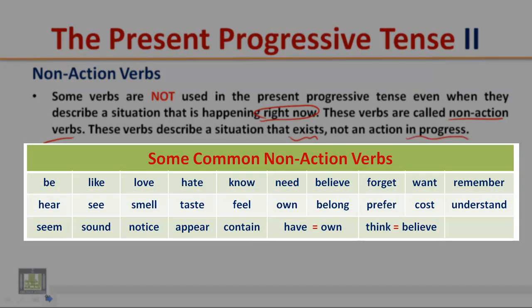Some common non-action verbs: be, like, love, hate, know, need, believe, forget, want, remember, hear, see, smell, taste, feel, own, belong, prefer, cost, understand, seem, sound, notice, appear, contain, have, when it means own, think, when it means believe.